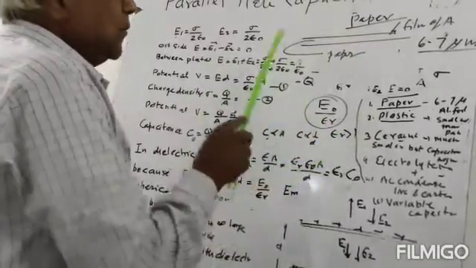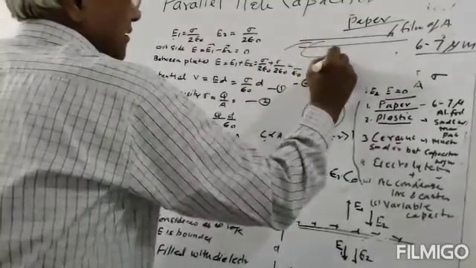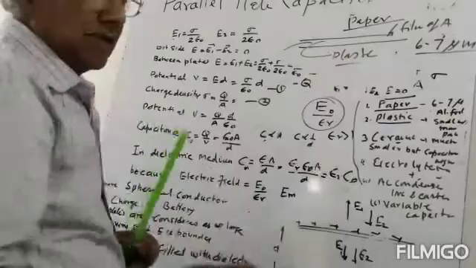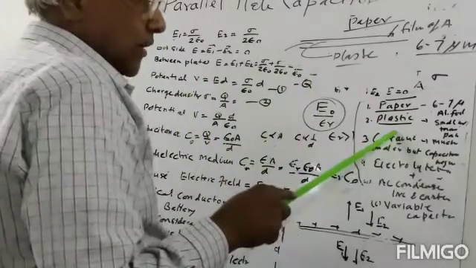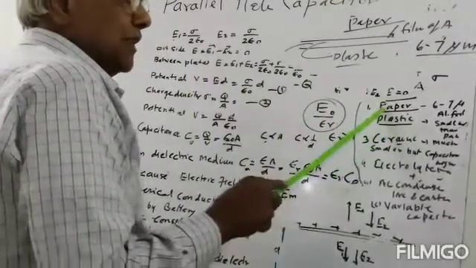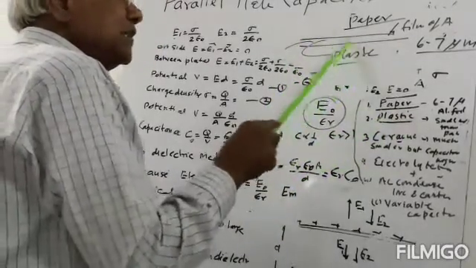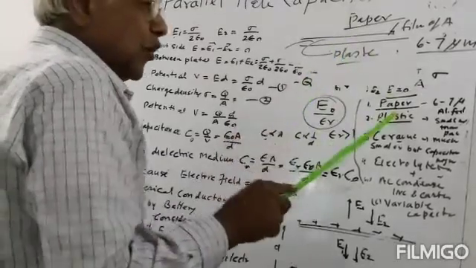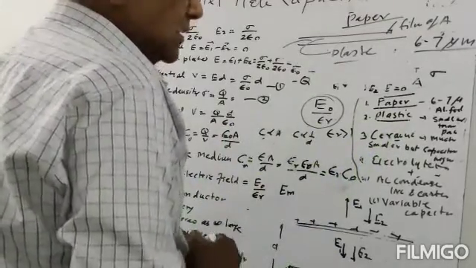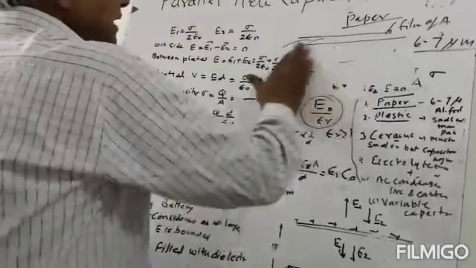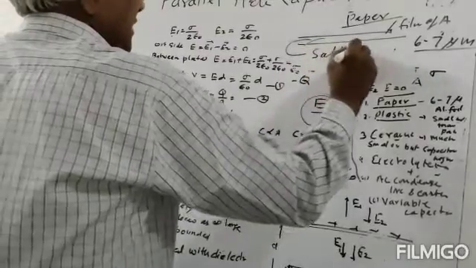Second, we can use plastic instead of paper. Plastic is also an insulator, a dielectric. The dielectric constant of plastic is more than that of paper, so the capacitance in which plastic is placed in between the plates will be more than with paper. Then third, we take the ceramic capacitor. In a ceramic capacitor we plate some salt of ceramic.